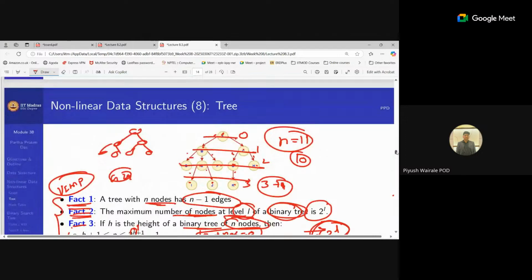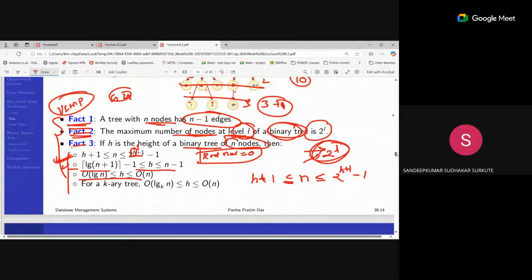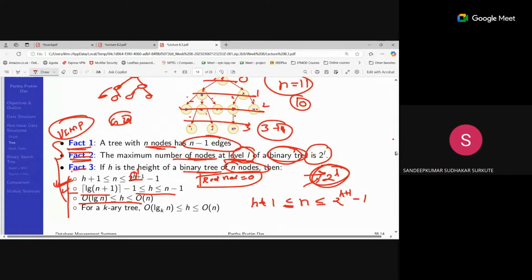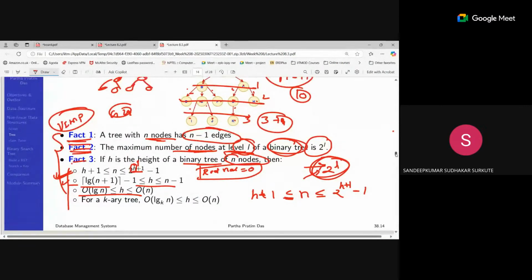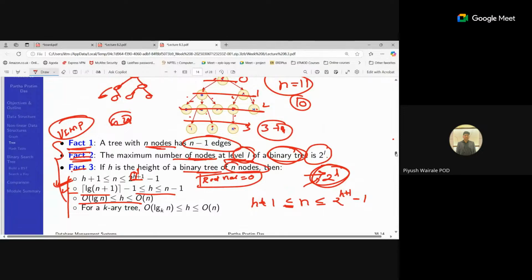Now, if the root node is equal to 1, then the height next to the root becomes 2? No, the height will be 1 only. The level will be 2.